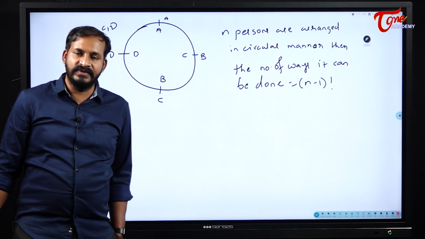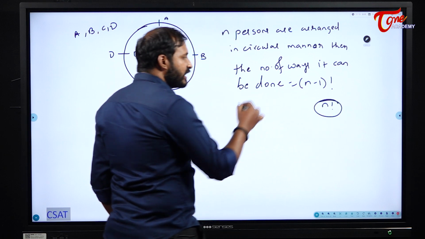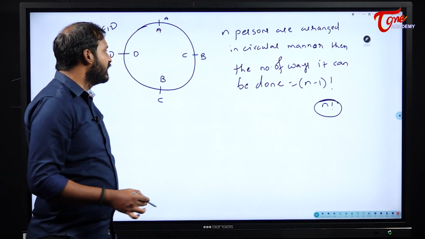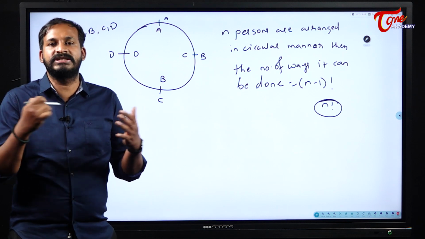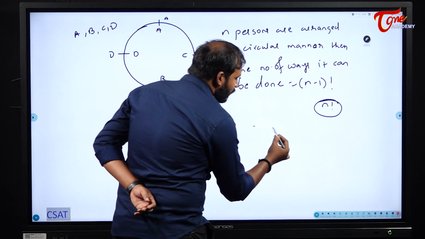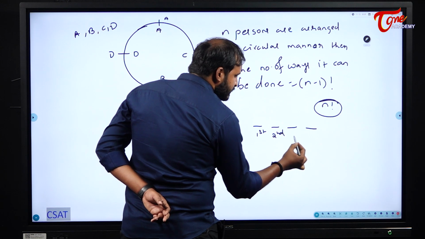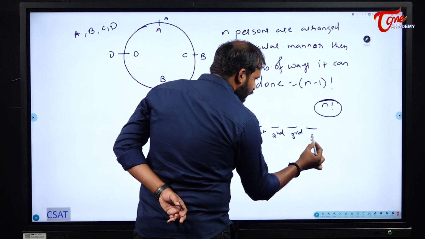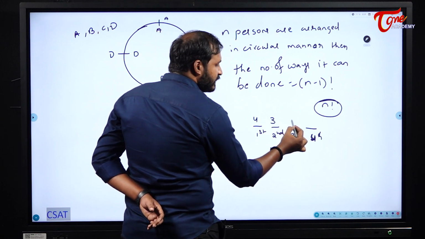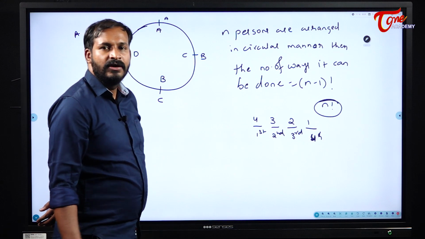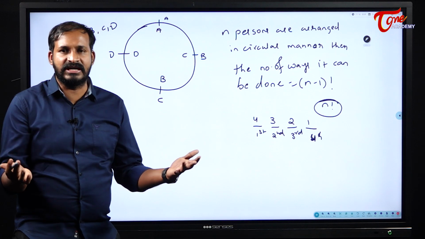See here, students, if it is a linear one, we directly say n factorial ways. But in a circular manner, we will take it as n minus 1 factorial. The reason is, in a circular manner, we will not have a particular start or end. In a linear arrangement of 4 people, this is the first position, second, third and fourth. For the first position I have 4 chances, second 3, third 2 and fourth 1, so I say 4 factorial directly. But in the case of circular arrangement, tell me where it will start and where it will end.